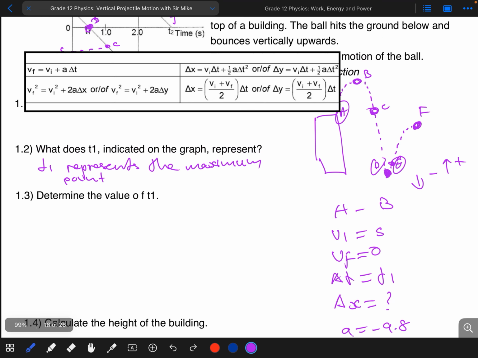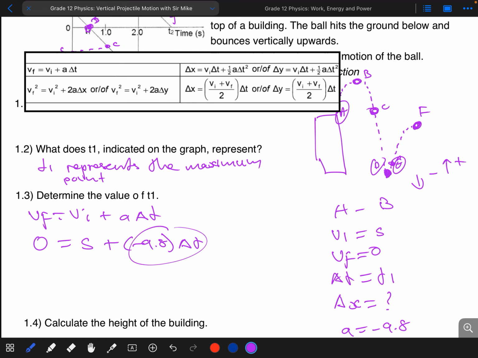So what we are simply going to choose is that first equation there. Vf equals Vi plus a multiplied by delta t. So V final is 0, V initial is 5, plus -9.8 multiplied by delta t. I'm going to take this to the other side, so it's simply 9.8 multiplied by delta t equals 5.